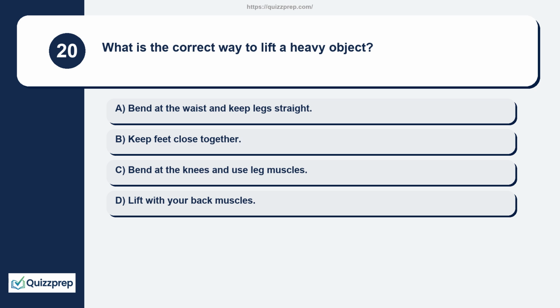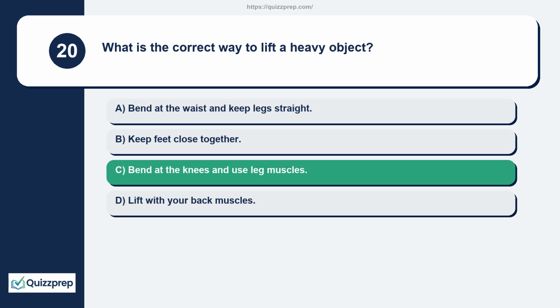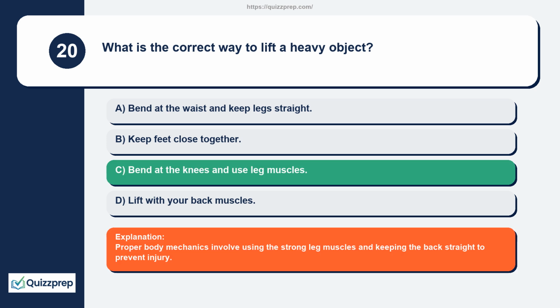Question 20. What is the correct way to lift a heavy object? Bend at the waist and keep legs straight. Keep feet close together. Bend at the knees and use leg muscles. Lift with your back muscles. Proper body mechanics involve using the strong leg muscles and keeping the back straight to prevent injury.